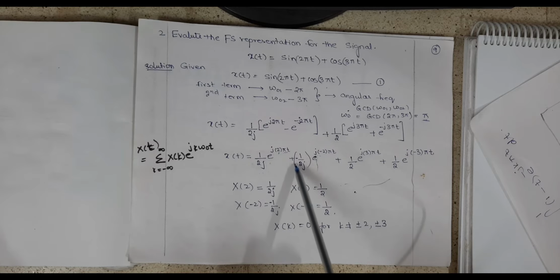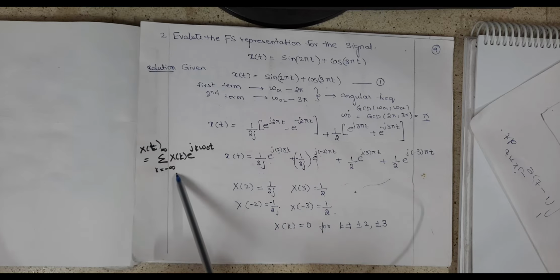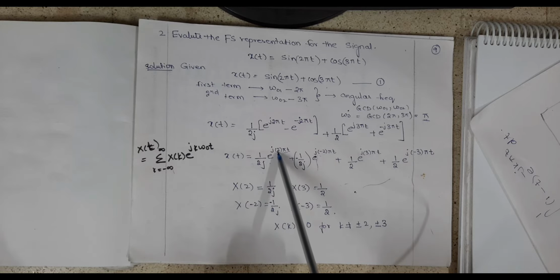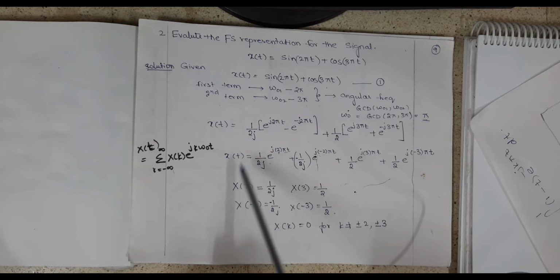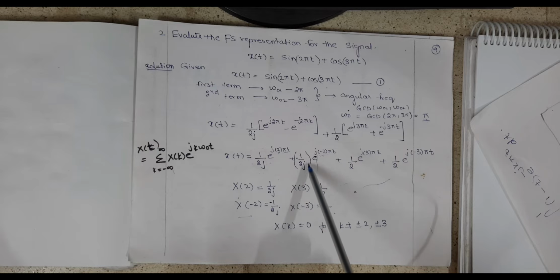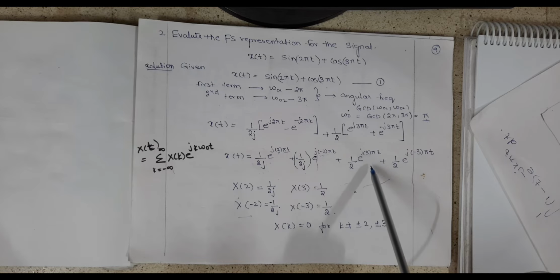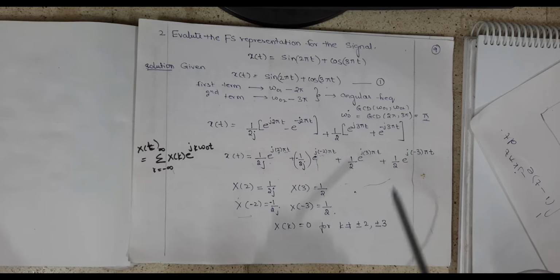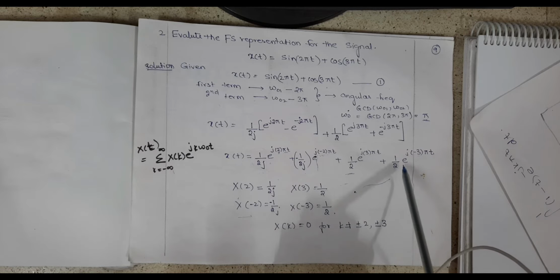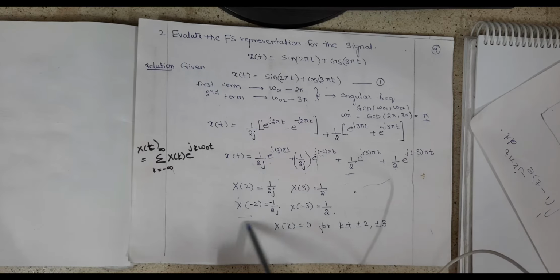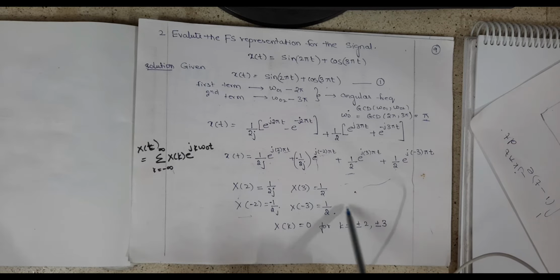Now compare this equation with the standard equation. Here, in place of k you have 2, so this is the coefficient of x of 2, which is 1 by 2j, and x of minus 2 has coefficient minus 1 by 2j. For this term, 1 by 2 e raised to j 3 pi t, and 1 by 2 e raised to minus j 3 pi t, the coefficient is 1 by 2 here and also 1 by 2 here. Therefore only for k equal to plus 2 and minus 2, plus 3 and minus 3 you have non-zero values. For other values you have 0.